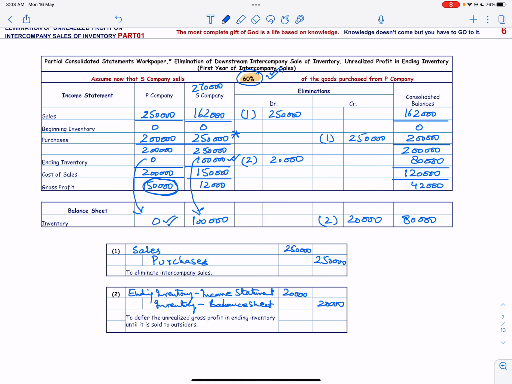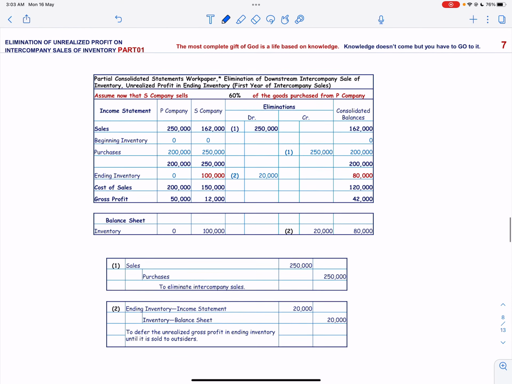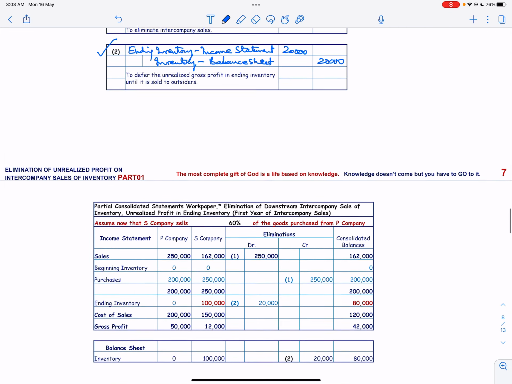Now these two entries for intercompany sales and unrealized profit in ending inventory will be the same regardless of whether the parent company uses the cost method or partial equity method or complete equity method. However, we will see now that the entries for intercompany profit in the beginning inventory differ slightly for the second year. In the next slide, I have put the calculations on an Excel sheet, and you can compare my explanation with this sheet.